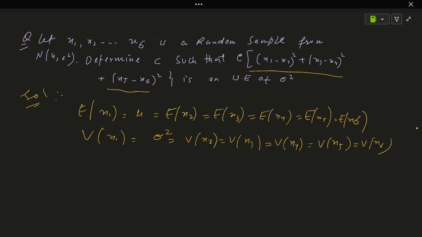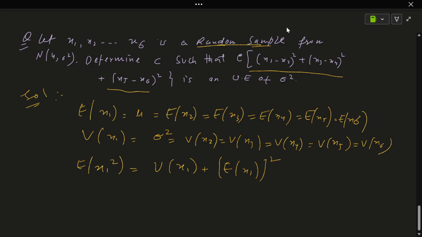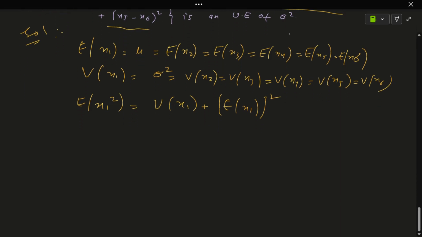Why do I write this? Because it's given that it's a random sample, which means that the distribution of x1, x2, x3, x4, x5, x6 is same, as x1 follows normal mu comma sigma square, x2 will also follow normal mu comma sigma square. That's why I wrote this down. So what will be my expected value of x1 square? That is variance of x1 plus expected value of x1 whole square. Clear?